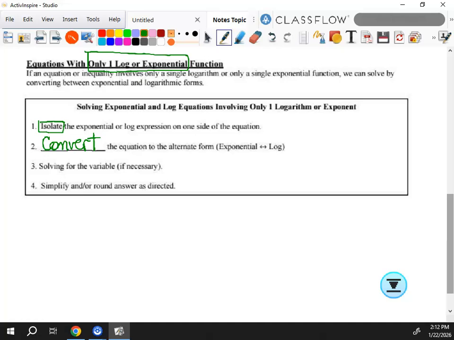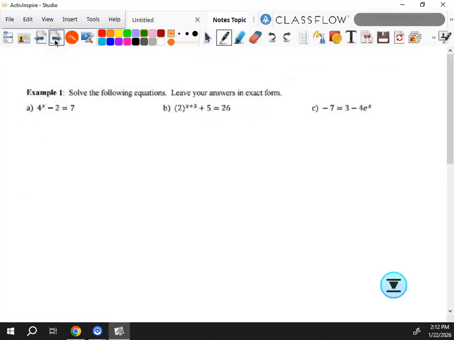If it's a log, you make it an exponential. Then step 3 says solving for the variable, but it should say solve for the variable. And it does say if necessary, because sometimes when you do step 2, you already have x equals whatever, and then you're just done. You don't have to solve because it's solved. And then simplify and or round your answer as directed. We're not rounding anything right now because we're doing all this by hand, but we do have to make sure everything is simplified all the way. Okay, any questions at all? All right, let me make sure these make sense to you. Let's flip this over.